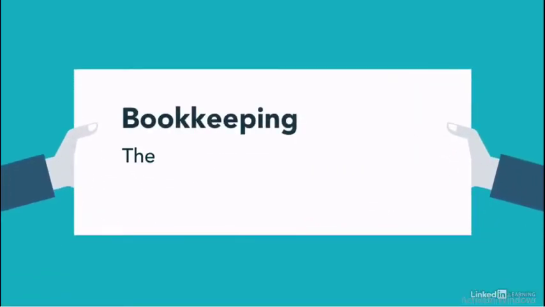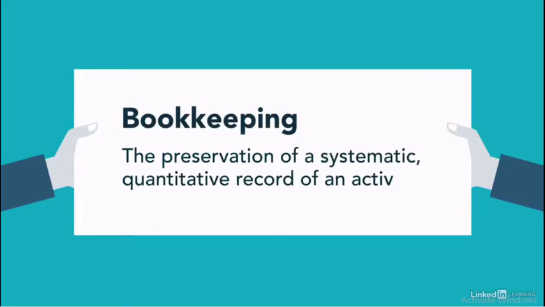Simply stated, bookkeeping is the preservation of a systematic quantitative record of an activity. And until you have a record of an activity, you really can't make any sophisticated decisions with respect to that activity. You've got to get it written down. You've got to get it recorded. Once that happens, then you can start to make more informed decisions. We can use the past to help us make better decisions for the future, but it starts with getting things written down. That is bookkeeping.